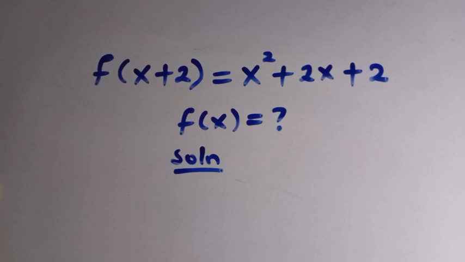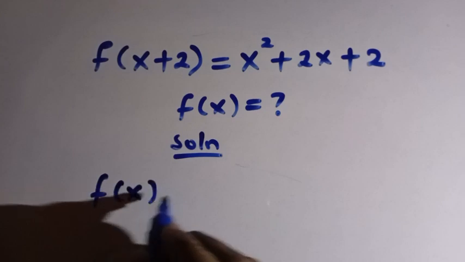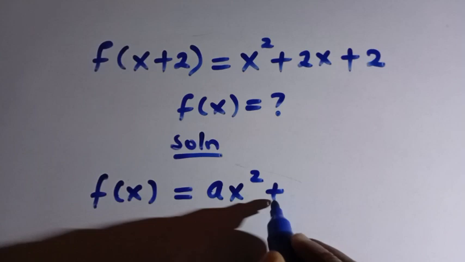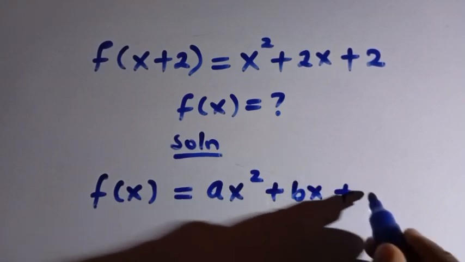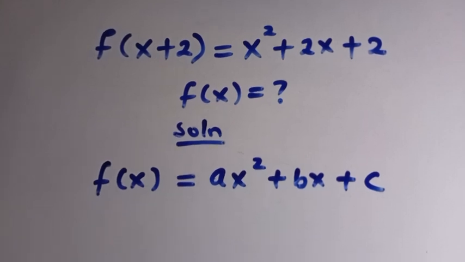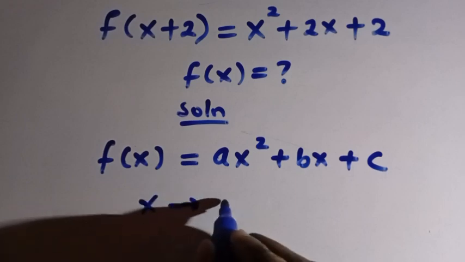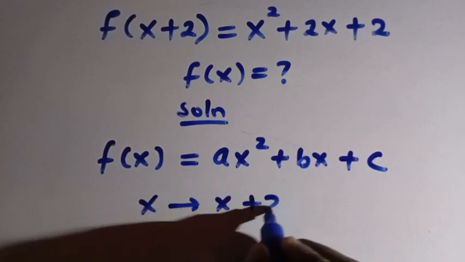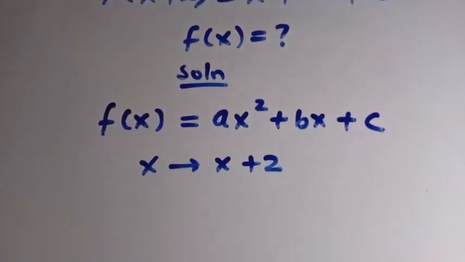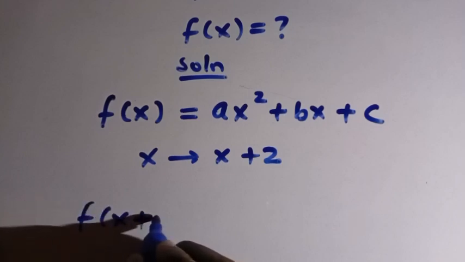Since f of x plus 2 is a quadratic, suppose we assume a solution of f of x equals ax squared plus bx plus c. So here is our assumption. We consider this function as a quadratic. Then suppose I replace our x with x plus 2. So this is our domain. Then we are going to replace it with x plus 2 here. So here we have f of x plus 2.